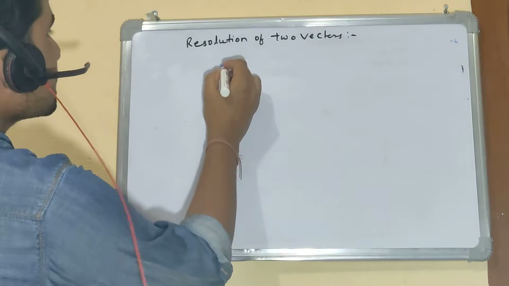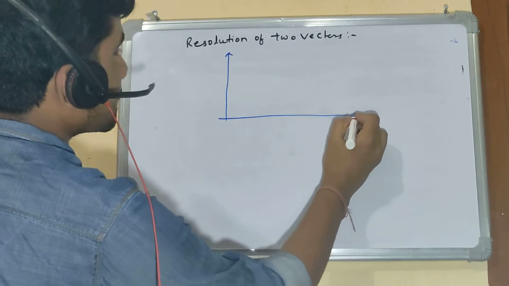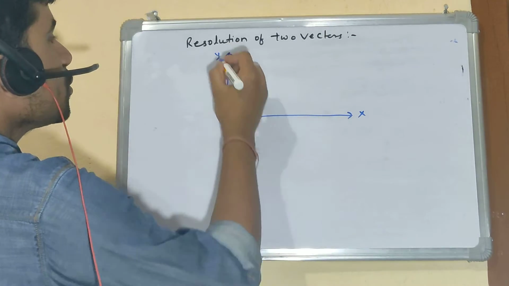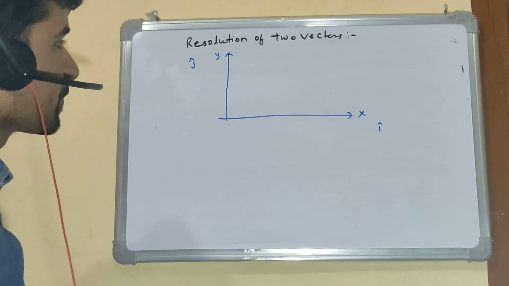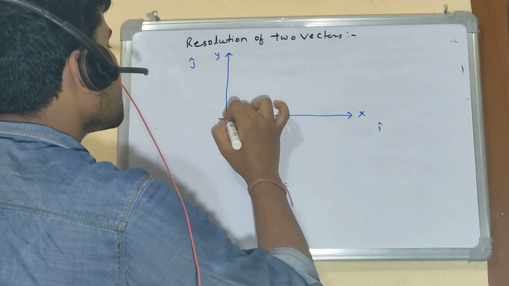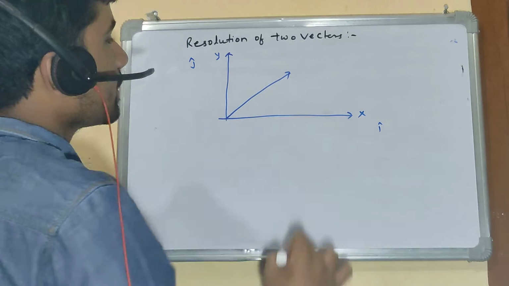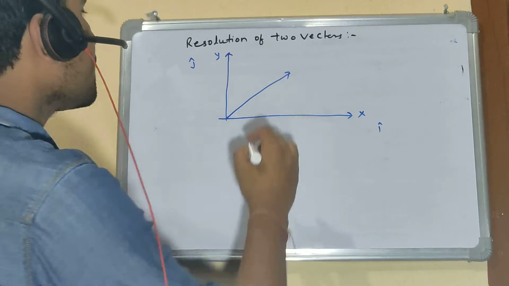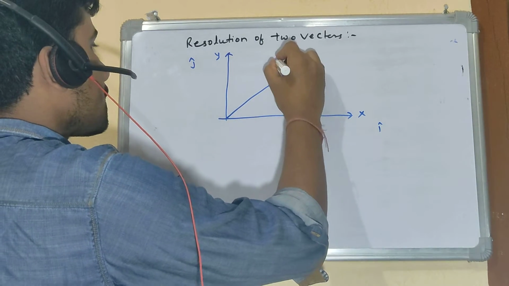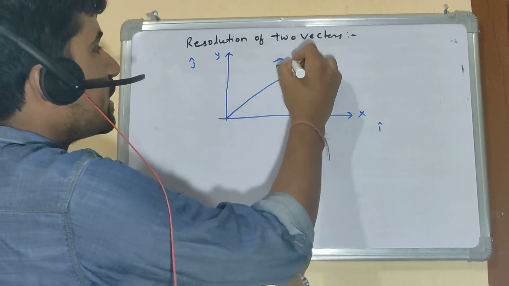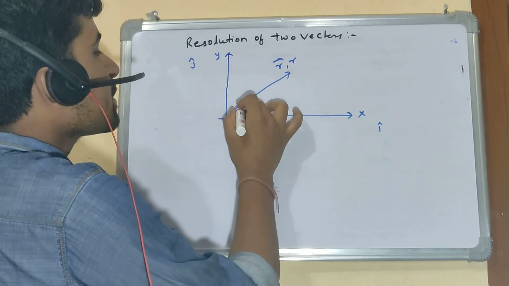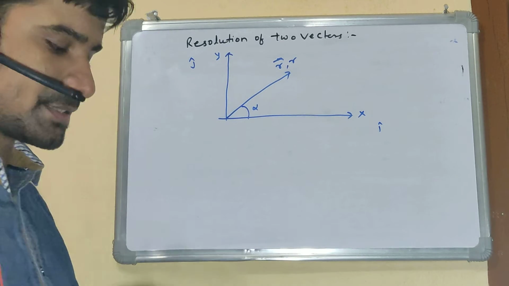So let's say this is a Cartesian plane, XY axis. You know the unit vector along x-axis is i cap, and along y-axis is j cap, right? Let's say we have a vector here, this is the R vector. It has a magnitude R, and it is making some angle alpha with the x-axis, right?